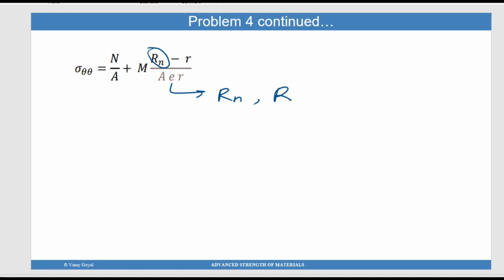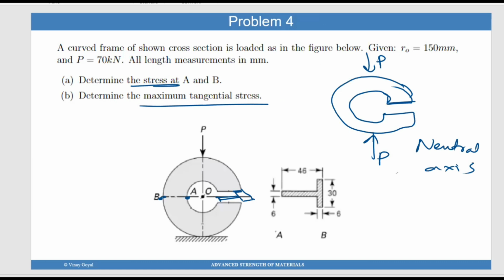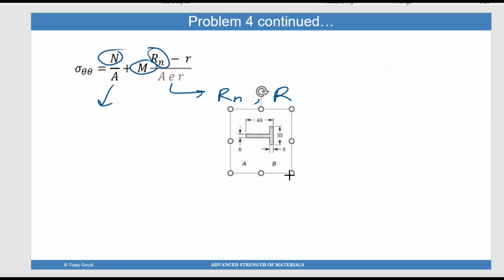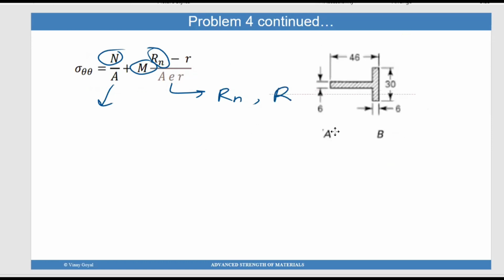So let's look at all of these points, right? So first, N, M, I'll go to the forces later. Let's look at the geometric properties first. A is the entire area of cross section for that T, right? So let's look at that T. So what is that T? 4630. So just copy this. It'll be easier. Okay. So what is the area of the cross section?